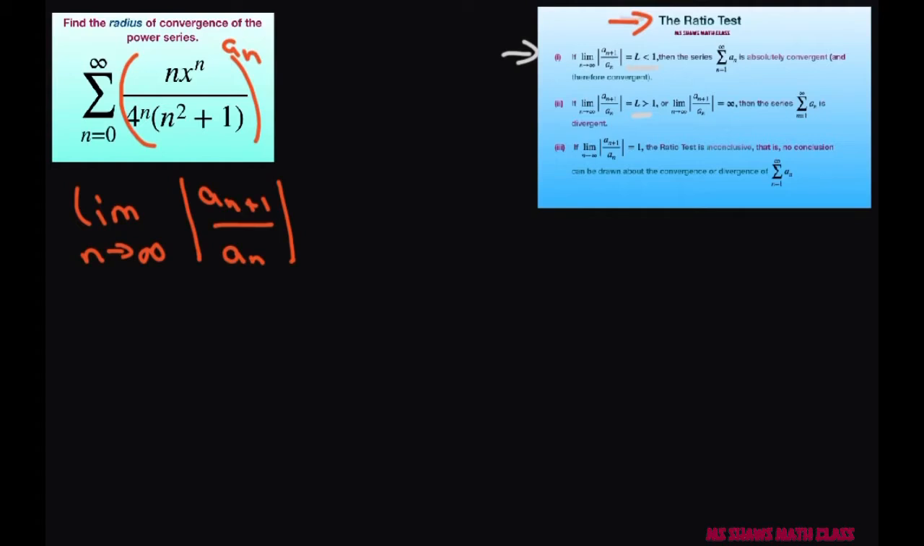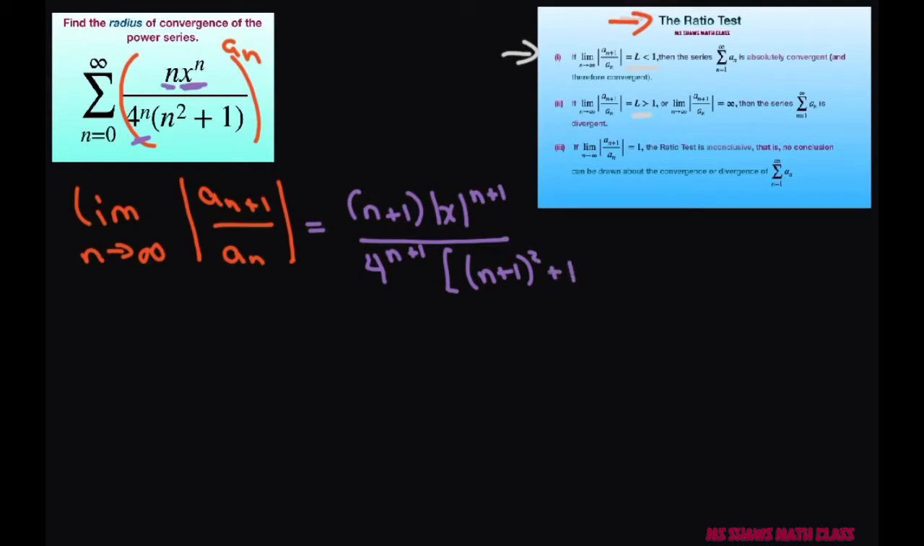Now, let's substitute in everything and first do a sub n. I only need the absolute value on the x part, so that's going to be easy. So let's just write this as we have an n, so that's going to be n plus 1, and then there's the x. So put the absolute value of x there to the power of n plus 1, divided by, looking at our denominator, 4 to the power of n plus 1 times n plus 1 squared plus 1.